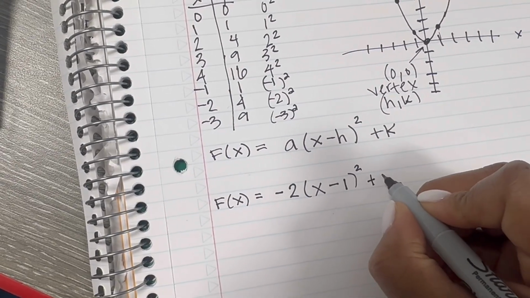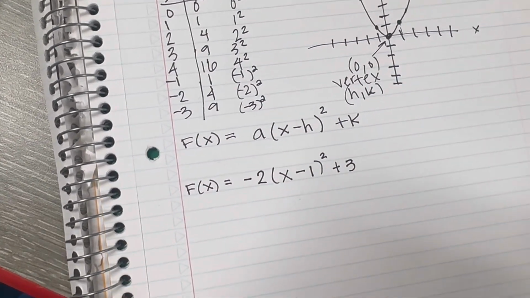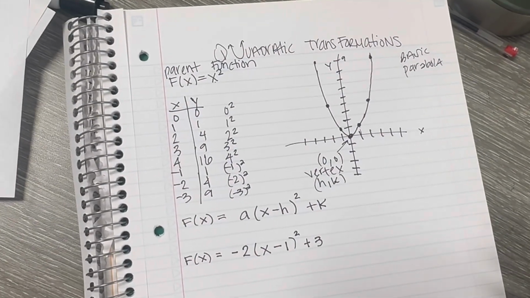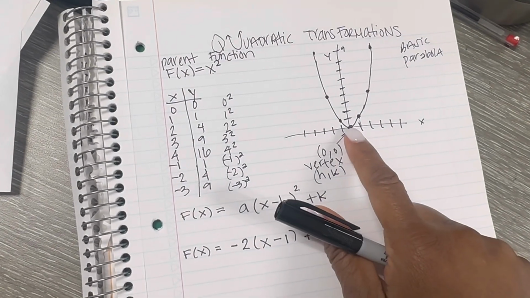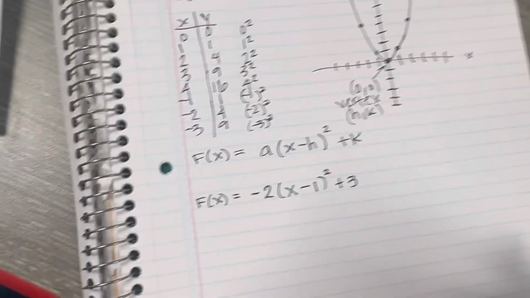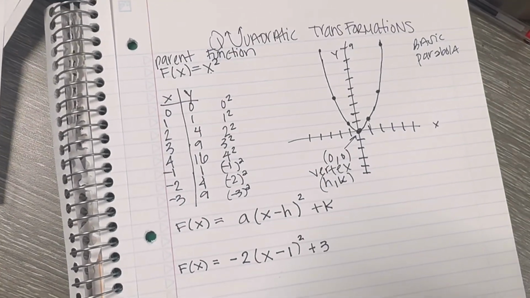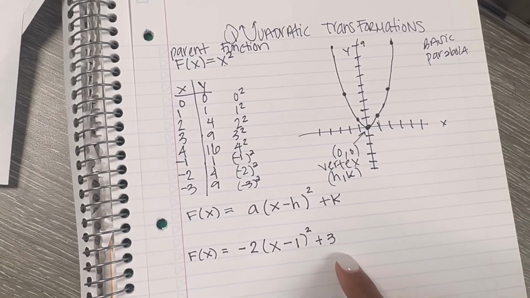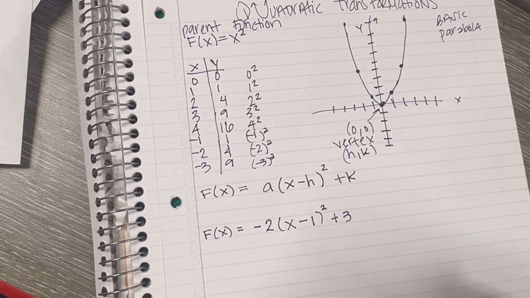plus 3, okay? It doesn't matter. I'm just making up an equation. And we're going to figure out what the transformation is. Did the parabola shift left, shift right, shift down, shift up? Well, there's a few ways to do this. Obviously, you could just graph this in Texas Desmos or any graphing calculator and see the difference between the two.